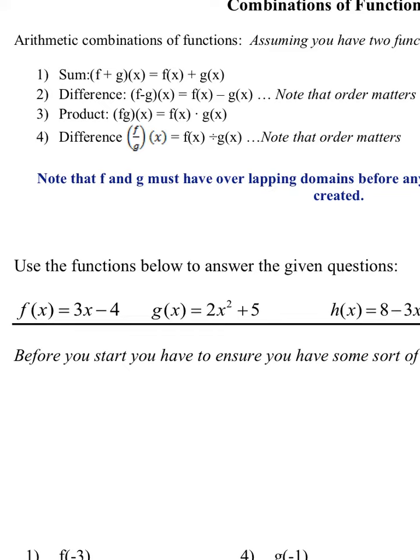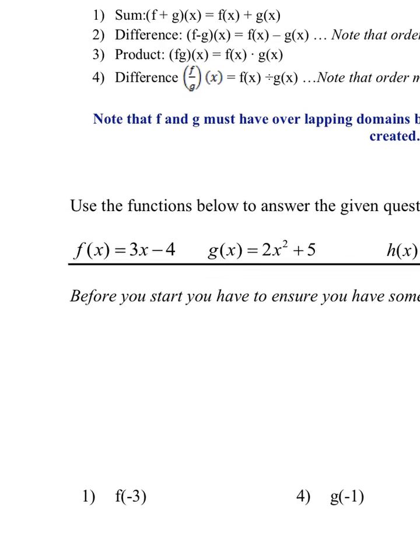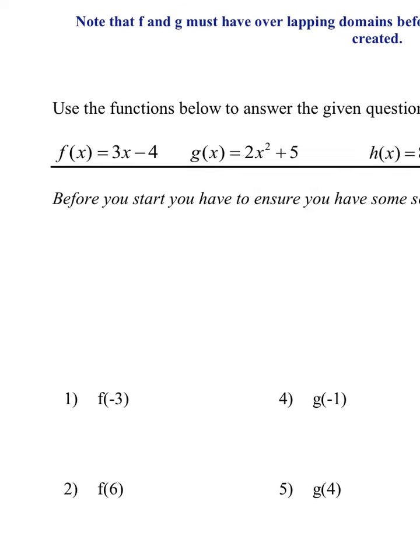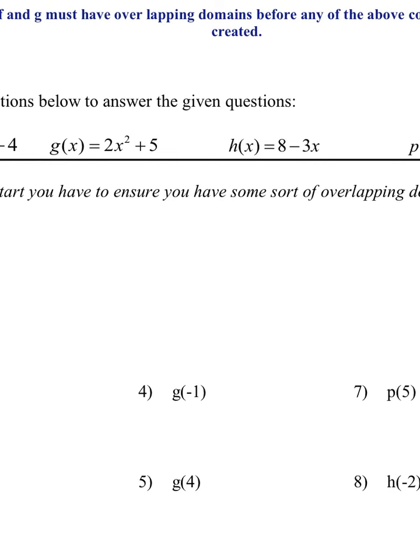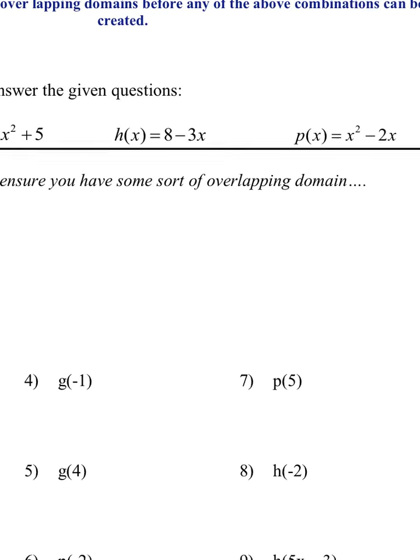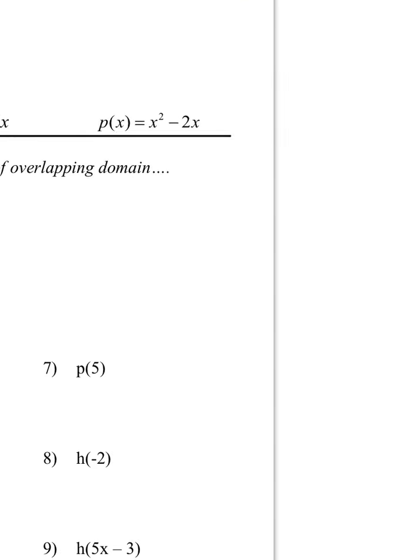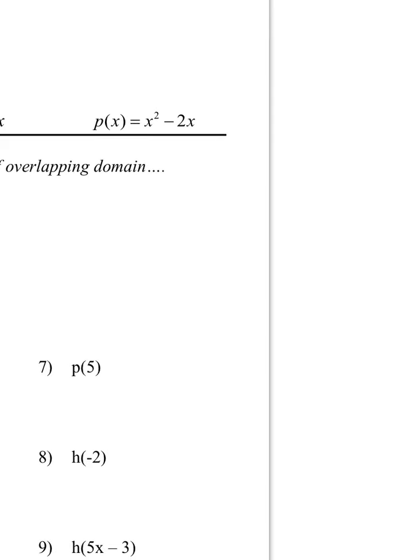Okay, so let's go ahead and do some of these problems. They're not that difficult. We're going to look at, first of all, our functions. Use these functions below. So we have f of x equals 3x minus 4, g of x is 2x squared plus 5, h of x equals 8 minus 3x, and p of x equals x squared minus 2x.